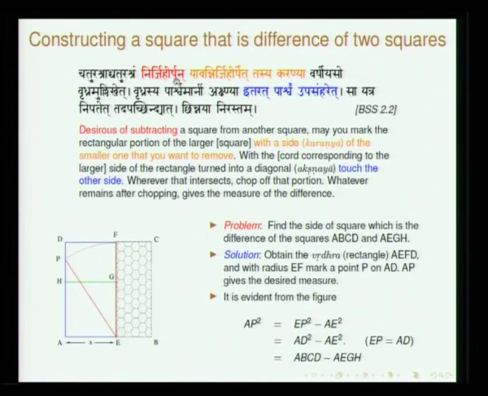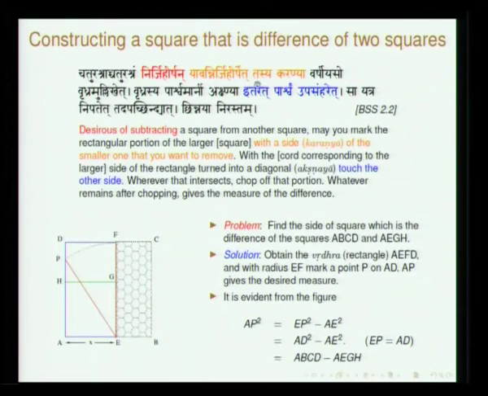Nirjihirshan means Nirhartum Icchan. This is how the word is derived. So, one who is desirous of removing, Nirhartum. You have a square, you want to remove a square from it. So, then he says Yavan Nirjihirshet Tasya Karanya Varshiyasaha Vridha Mullikhet.